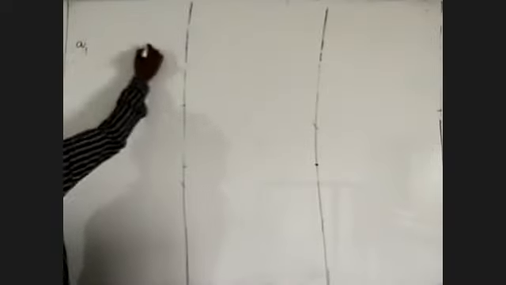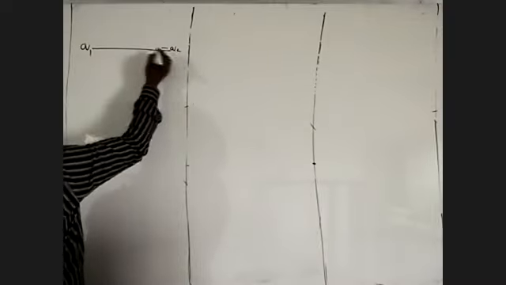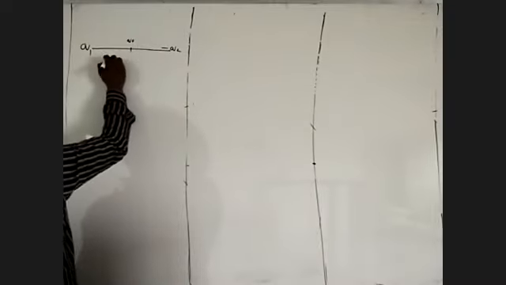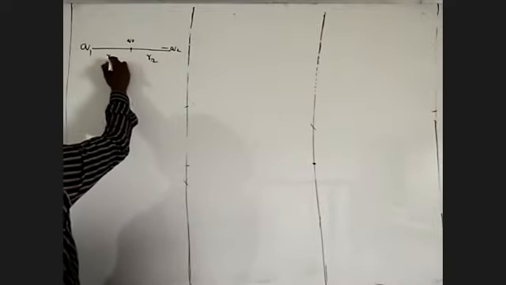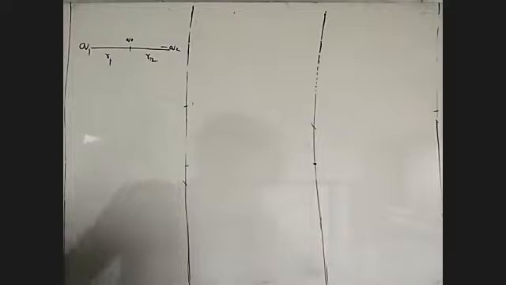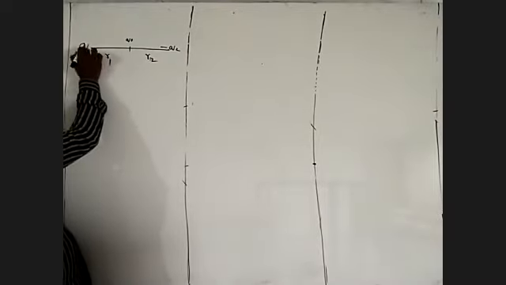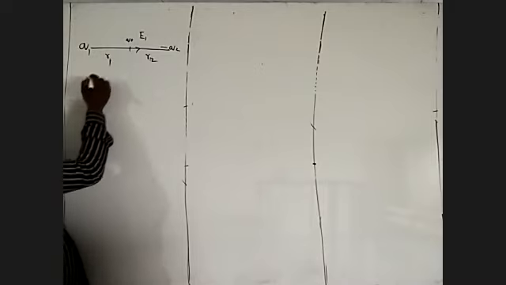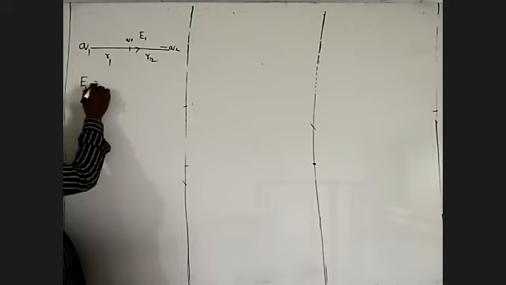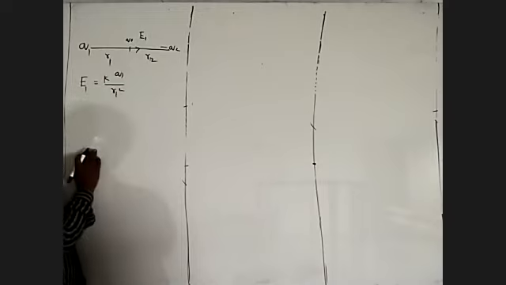This is Q1, this is minus Q2, and this is Q0 at distance R1. So find the intensity. Now this Q1 repels the test charge in this direction, that is E1. E1 is equal to K into Q1 by R1 squared.